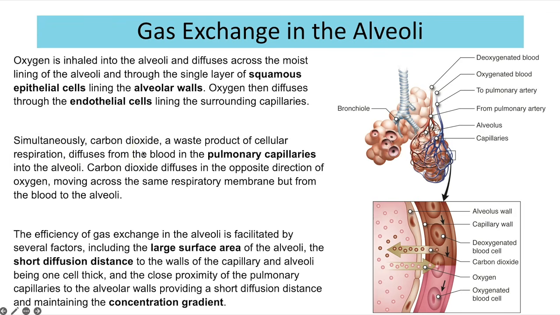Simultaneously, carbon dioxide, which is the waste product of aerobic respiration, diffuses from the blood in the pulmonary capillaries into the alveoli, in the opposite direction to the oxygen moving in. The efficiency of gas exchange is due to those three factors we talked about: the large surface area, because there are so many alveoli; the short diffusion distance, because of these squamous epithelial cells and the fact that both the alveoli wall and the capillary endothelium are only a single layer of cells; and the concentration gradient, which is maintained by ventilation and blood flow in the capillaries.